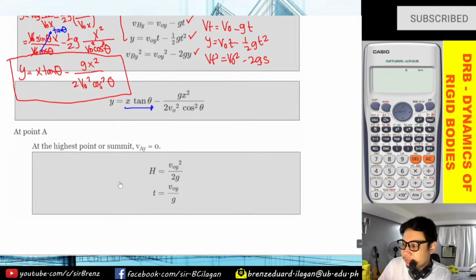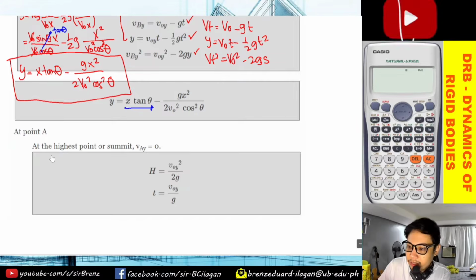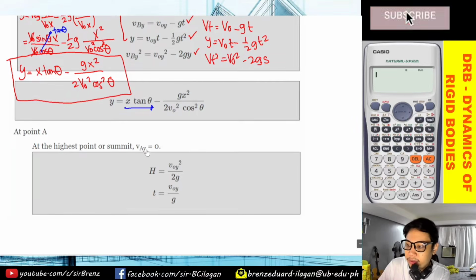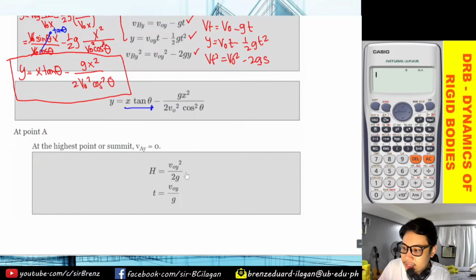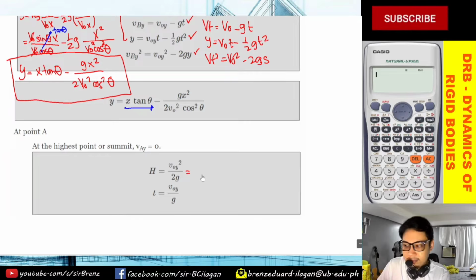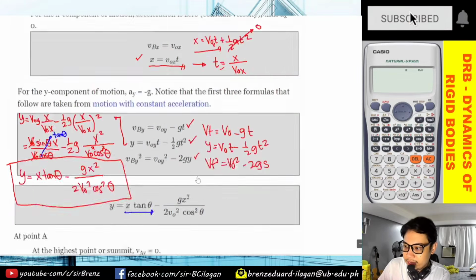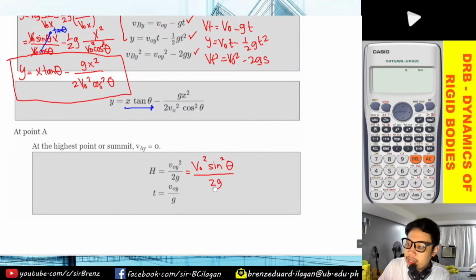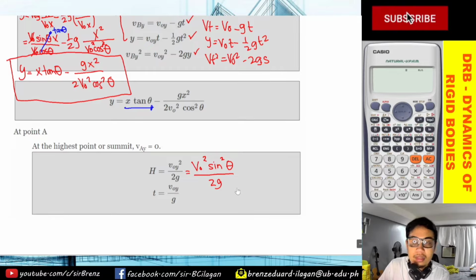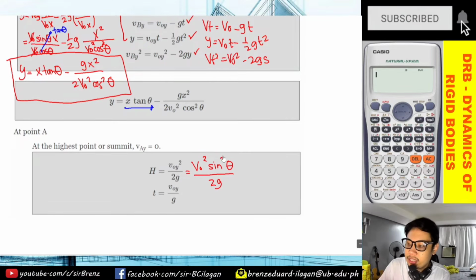Okay? Next, at point A, ano ba sabi sa point A? At the highest point or summit, where alam natin nga, yung y component ng velocity is equals to 0. So meron tayong derived formula na h is equals to VOY squared over 2g. Or ito guys, sa ibang book kasi, ito ay equals lang saan? Ano nga yung VOY natin? So that is VO squared sine squared theta all over 2g. So siguro nakita na kayo ng equation na to. Maaaring na ituro sa physics. So ipakita lang din natin kung paano siya na-derive.